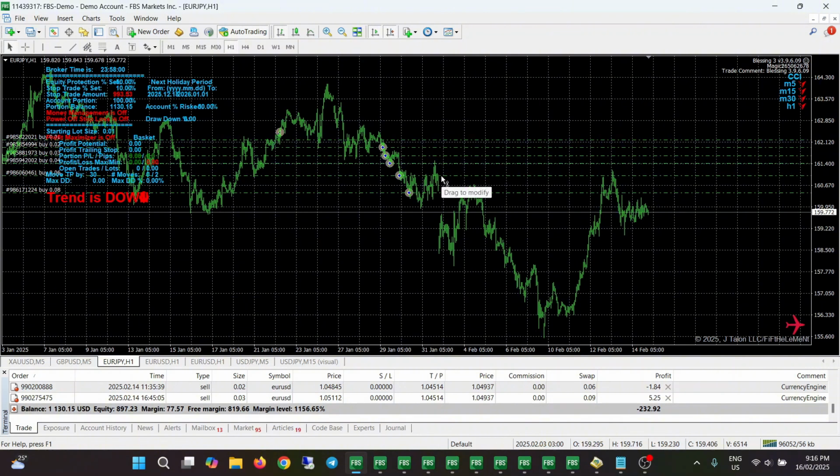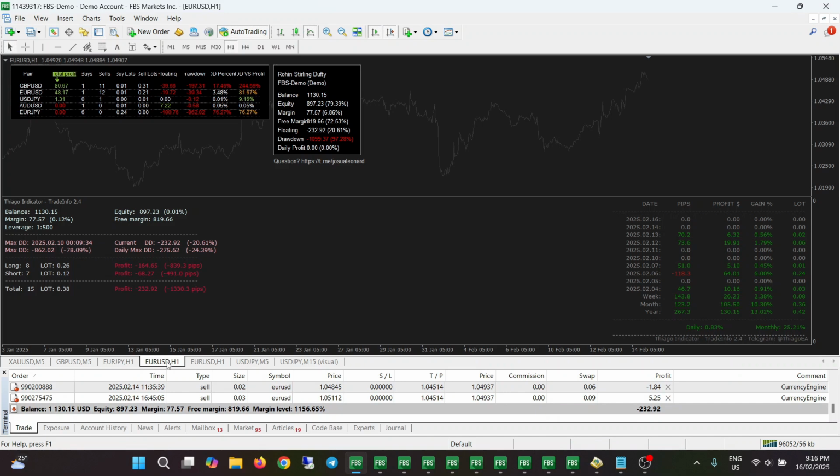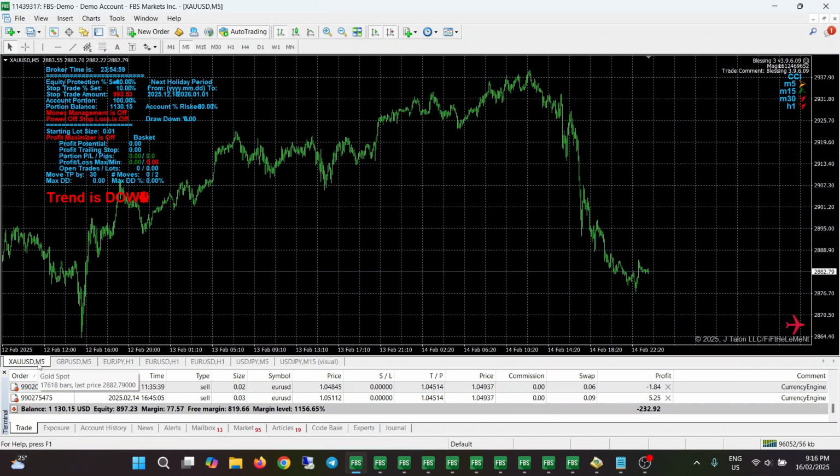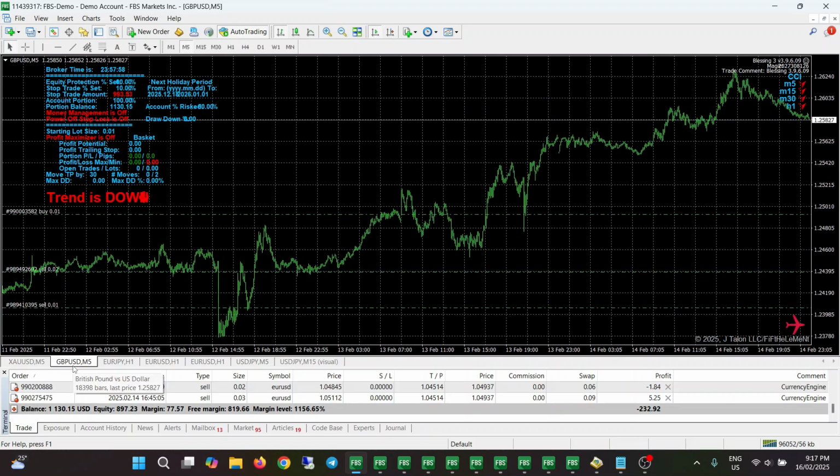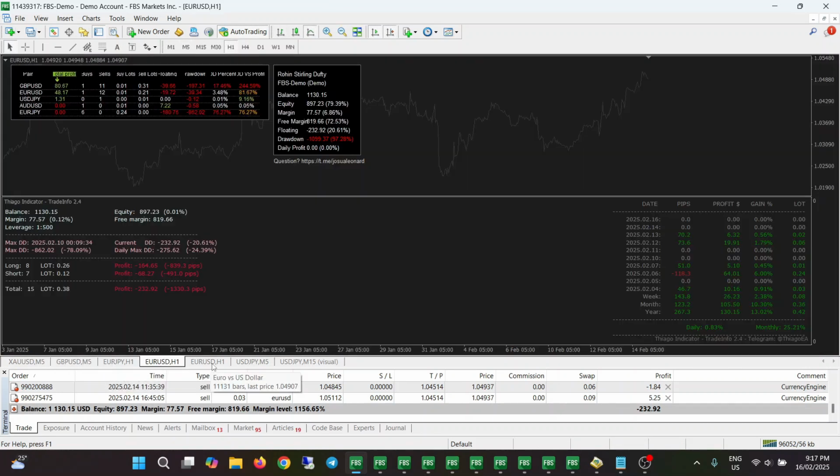But it seems to be the only pair that is pulling down this EA. All the others, well, it hasn't even traded XAU or gold. It hasn't even traded gold at all. I don't think there's been any trades. So it's just been Pound USD and Euro USD, which is all it's been trading. This USD JPY is just Currency Engine because I just chucked it on here. I didn't mean for it to take a trade.